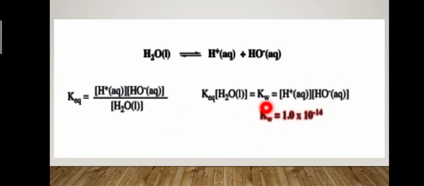The molar concentration of H positive is 1 into 10 raised to the power minus 7 and the molar concentration of OH negative is 10 raised to the power minus 7. So its product becomes 1 into 10 raised to the power minus 14 mole per dm cube square.